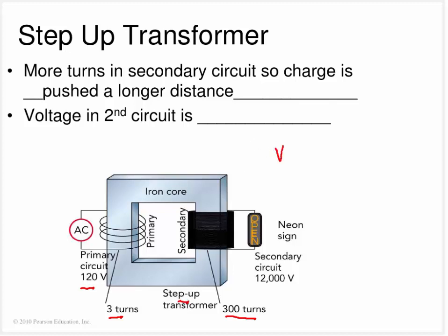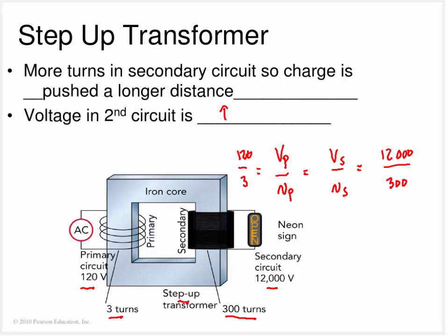And what we could do is we could say the voltage in the primary divided by the number of turns in the primary should be equal to the voltage in the secondary divided by the number of turns in the secondary. We're going to have our 120 volts divided by 3 turns. That's going to be 40. This one over here would inherently have a voltage of 12,000 volts. That's dictated by the number of turns, and 12,000 divided by 300 is going to give you the same number. It's going to give you 40.